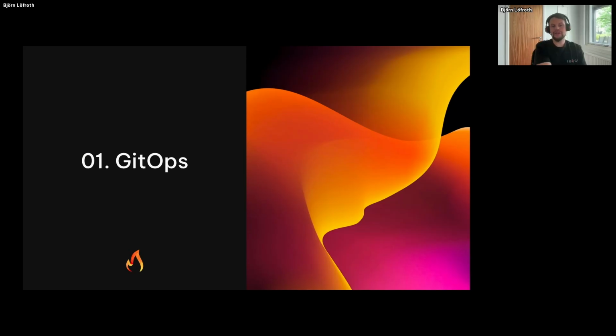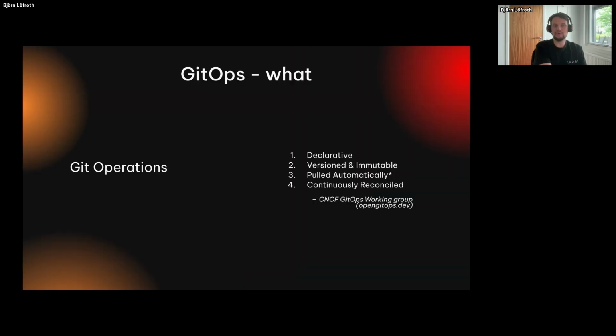So first, we're going to focus on GitOps. And what do we mean when we say GitOps? Well, it's short for Git operations. It's a way of doing declarative configuration and infrastructure as code.